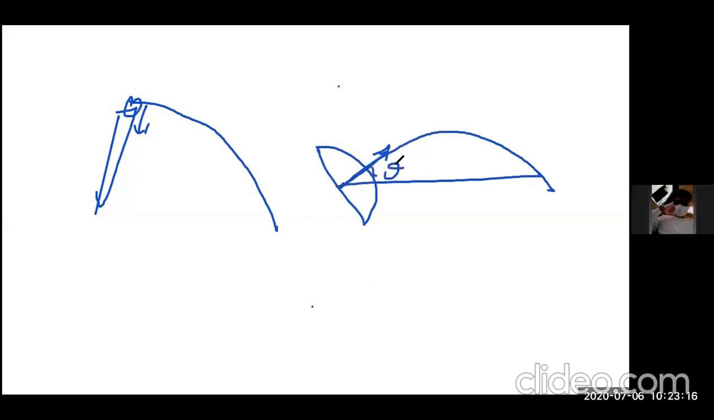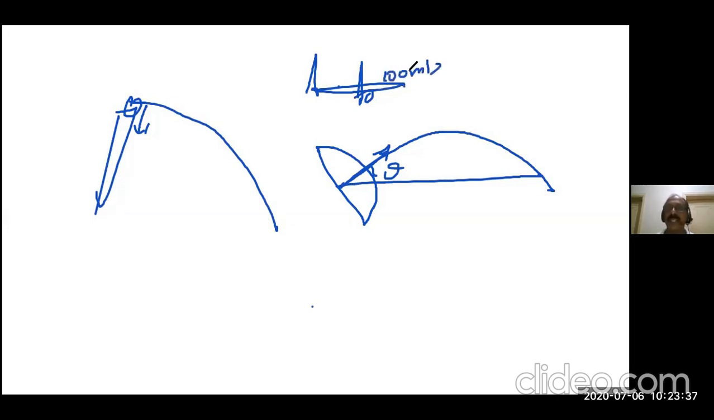Sir, horizontal projectile, yesterday you gave the coin example, right? Yes, an aeroplane bombarding some place. Once the bomb is released, suppose the aeroplane is moving with 100 meters per second, the moment it is released, it has only horizontal velocity, 100 meters per second.